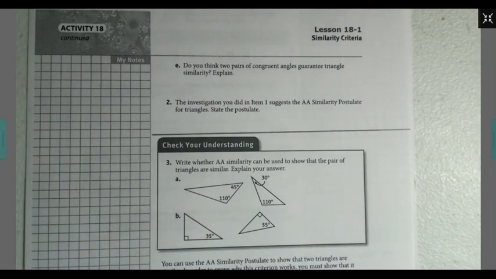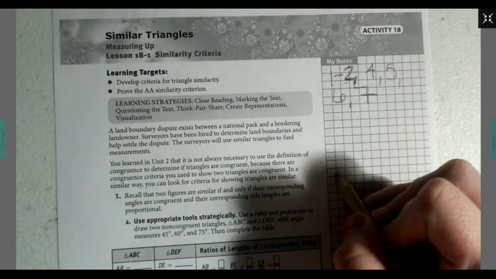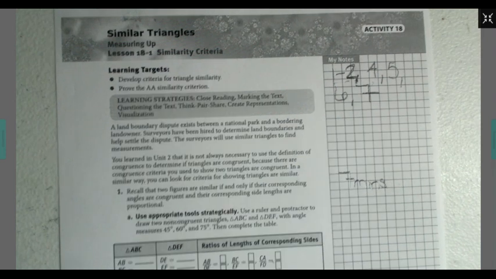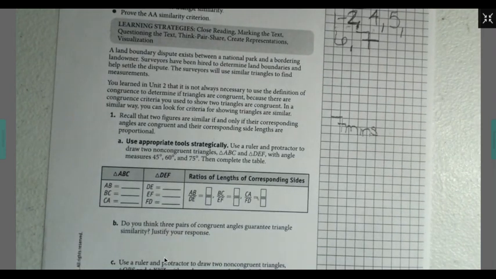It states, do you think 2 pairs of congruent angles guarantee triangle similarity? And the last part states, number 2, the investigation you did in item 1 suggests the angle-angle similarity postulate for triangles. State the postulate. So we will be working through questions 1 and 2. Let's go with 7 minutes to draw your triangles and determine whether you think that the triangles are similar or not. Go ahead and pause your video now.